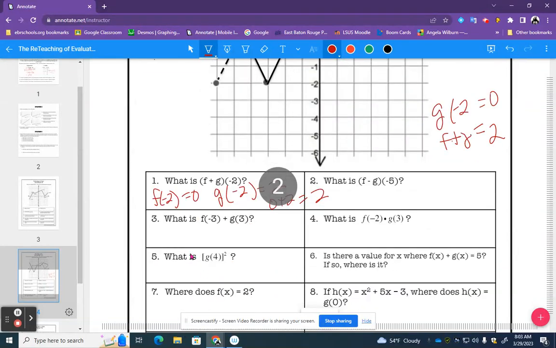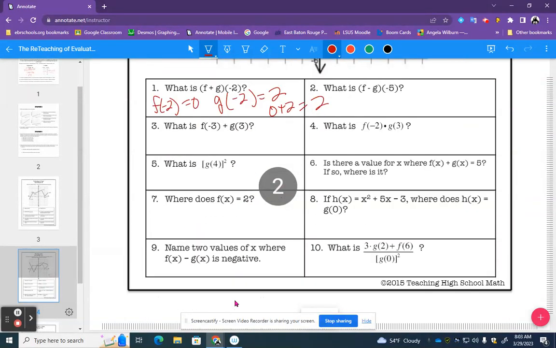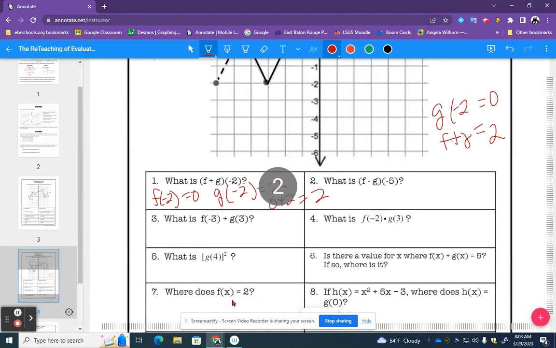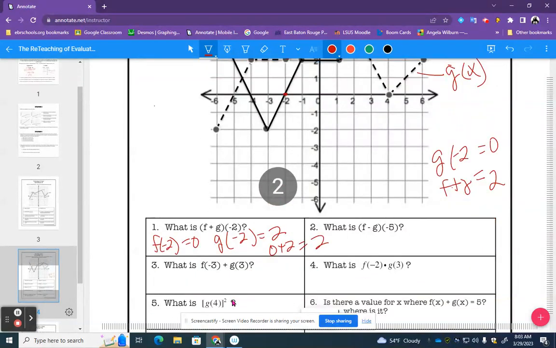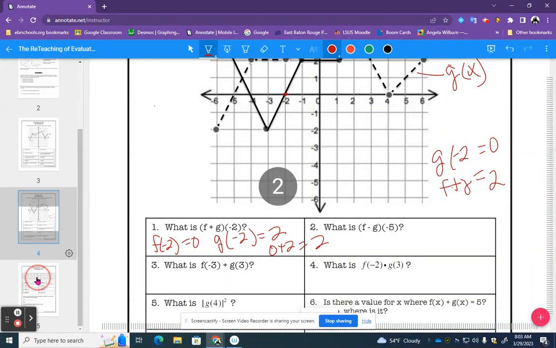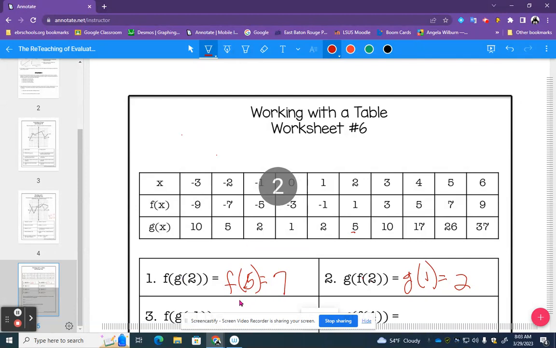All right. The only other thing I kind of wanted to look at is this. Some of them have been asking you like f of g of 2, this one says f of g of 2. First thing you got to do is find g of 2.